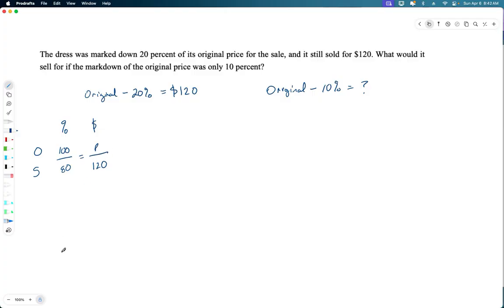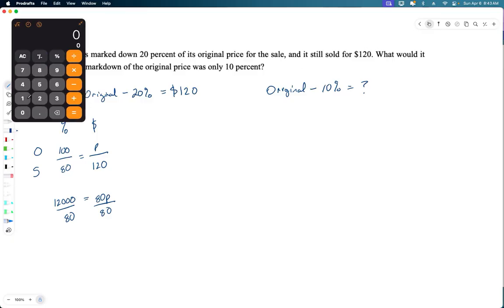So now all I have to do is cross multiply to find the original price. So 100 times 120, that's going to be 12,000. And 80 times P is going to be 80P. So I divide both sides by 80. Let me get my calculator for that. Divide that by 80. $150 is the original price.